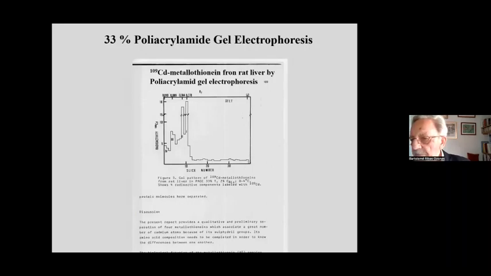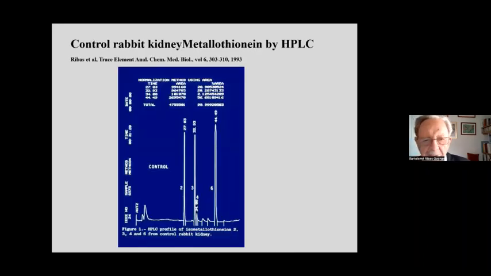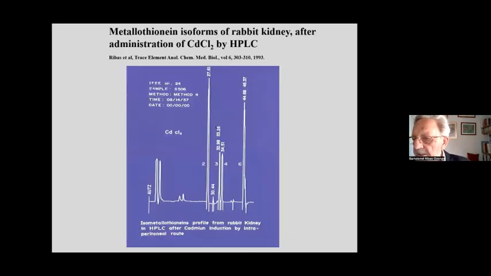And in the next figure, we see the separation of control rabbit kidney metallothionein and the peaks 2, 3, 4, and 6 by high-performance liquid chromatography, HPLC, in 1993 by Ribas and co-workers in Trace Element Analytical Chemistry, Medicine and Biology, volume 6. And in the next figure, the metallothionein isoforms of rabbit kidney after administration of cadmium chloride by intraperitoneal route, separated by HPLC also, and they are seen 4 clear peaks of metallothionein.